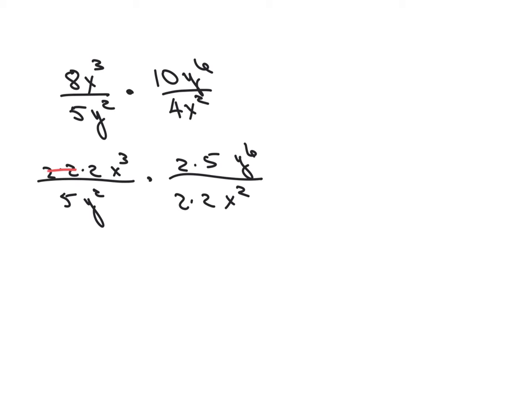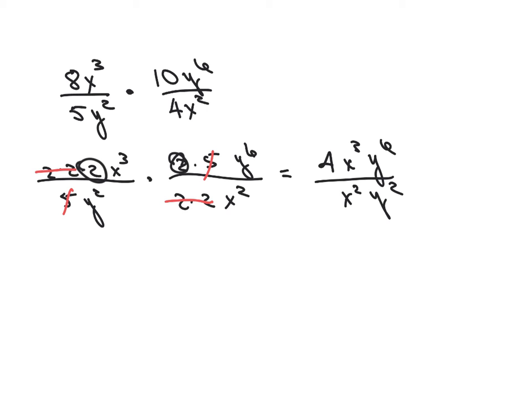So we cross those two out with those two. That 5 out with that. And we're left with this 2 times this 2 is 4. And then I'm just going to write my variables. We can reduce those here once we get them down here.